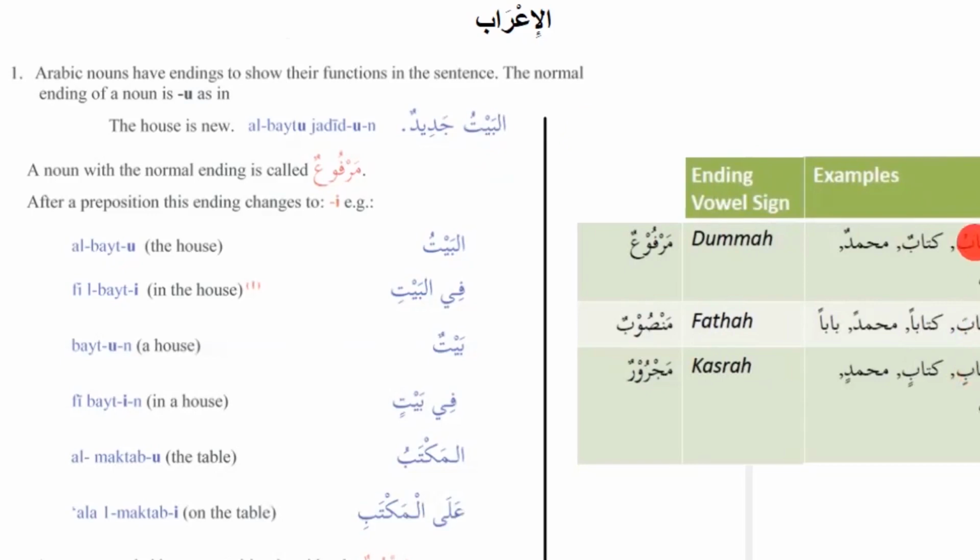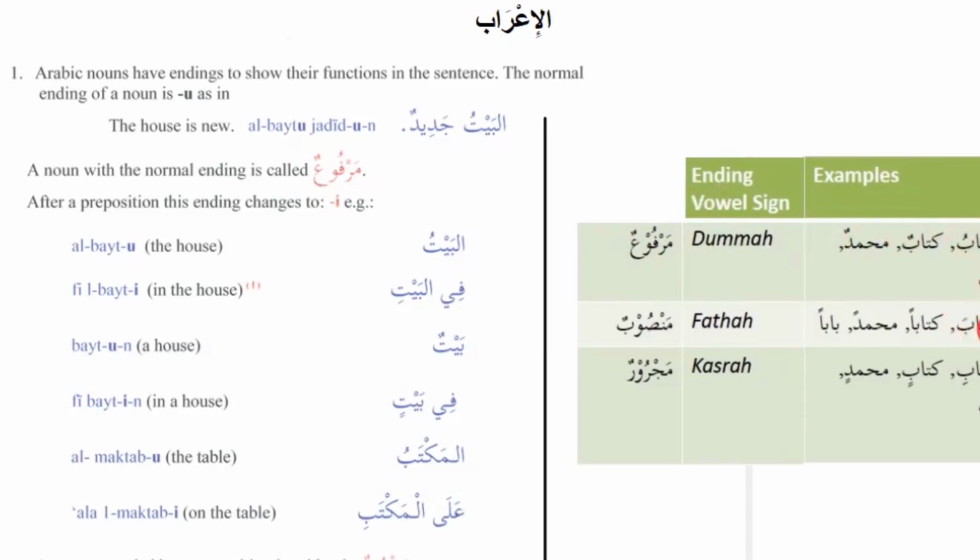I told you this is the default form of most nouns in Arabic, having dhamma on the last letter. This is the default form. Now it is called marfu'un. We have seen it just here. As they say, a noun with the normal ending is called marfu'un. In simple terms, the default form, having dhamma or dhammatain, is called marfu'un.